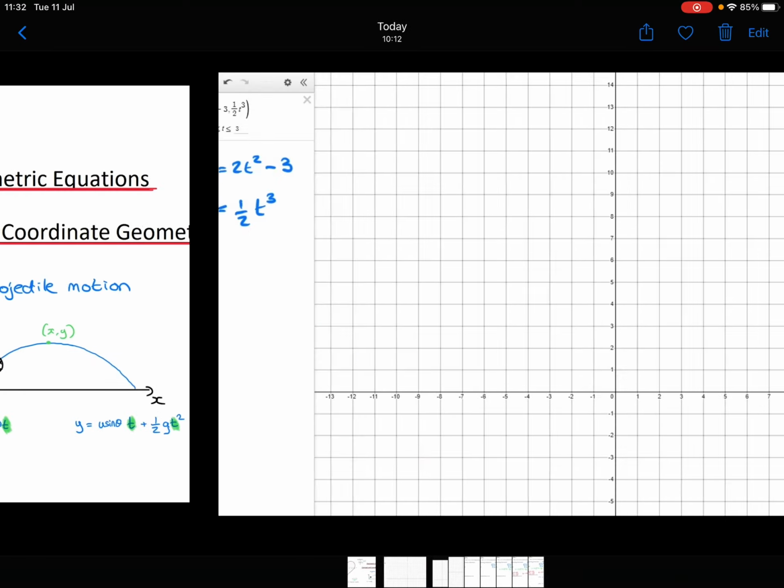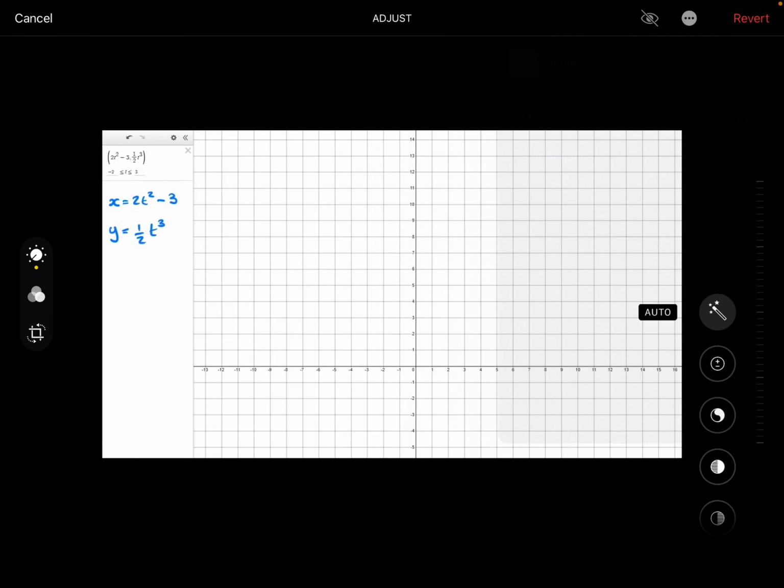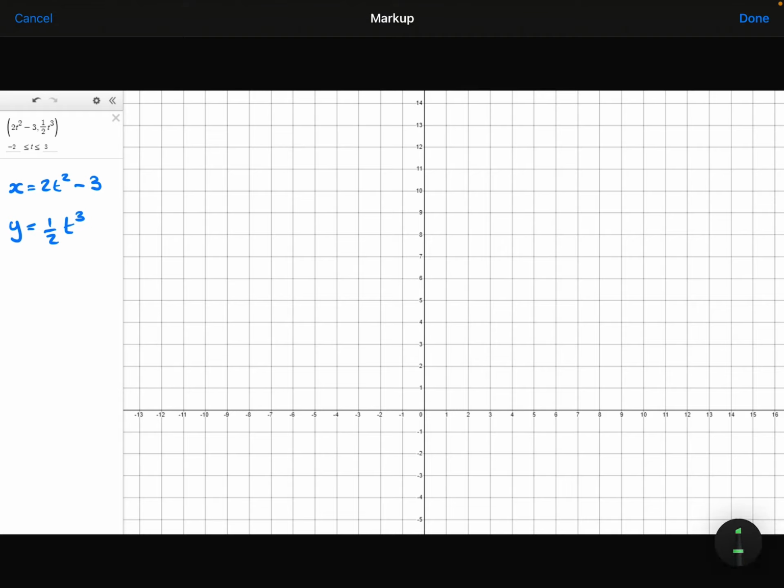So let's have a look at a simple example. Here I've got the parametric equations, x equals 2t squared minus 3, and y equals a half t cubed. And I'm given the domain as t being between minus 2 and 3. Now we could do this with a table of values.